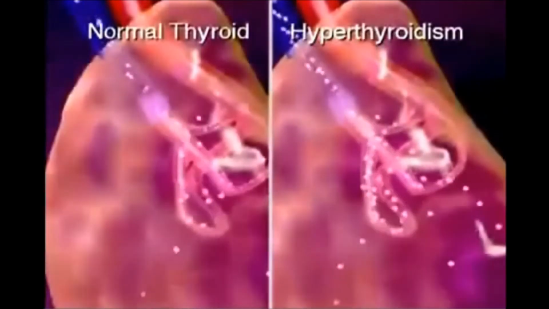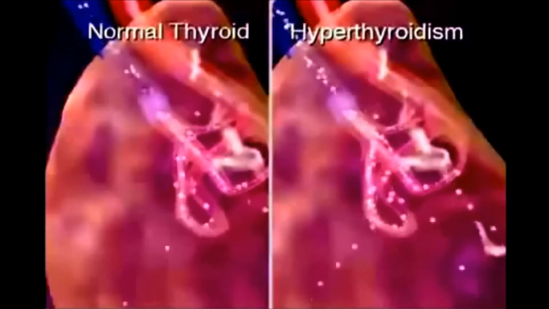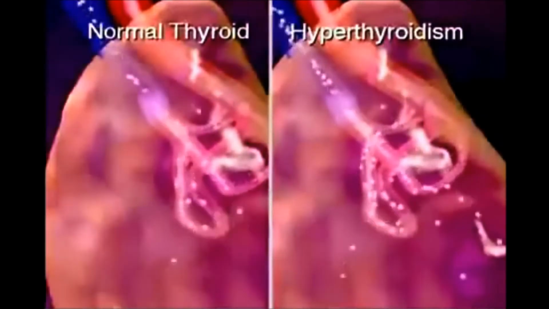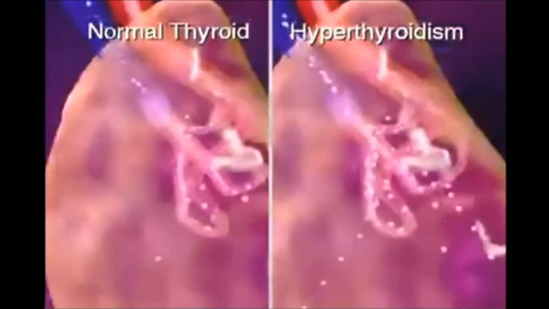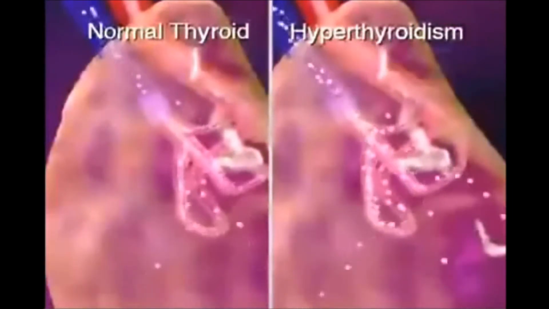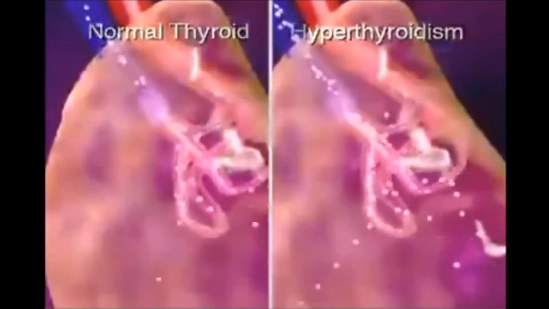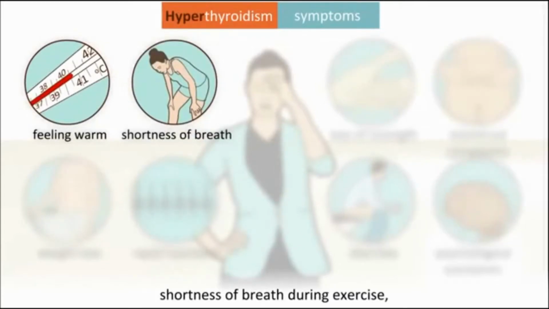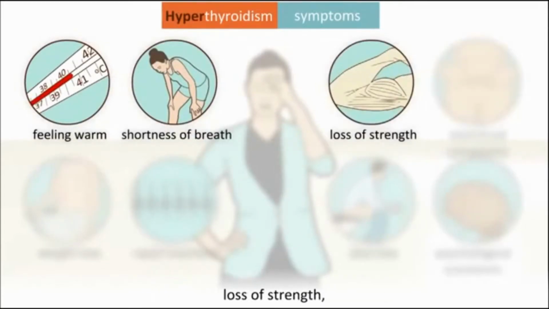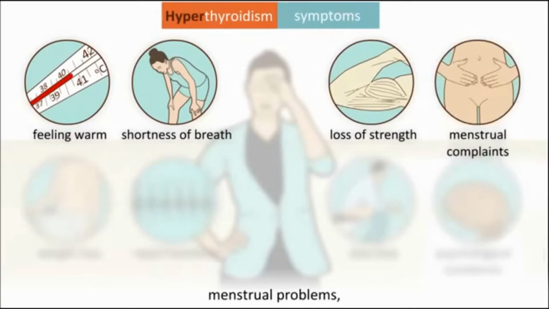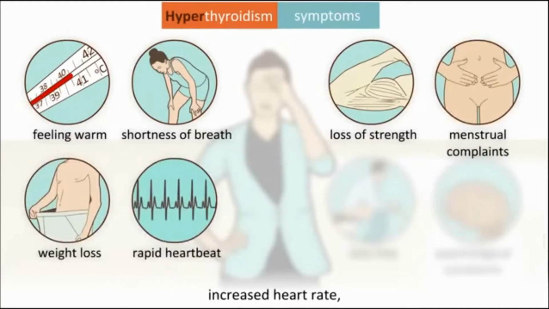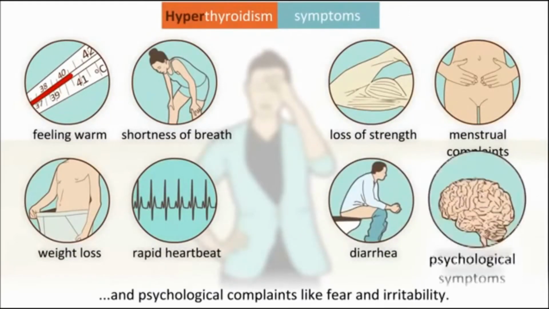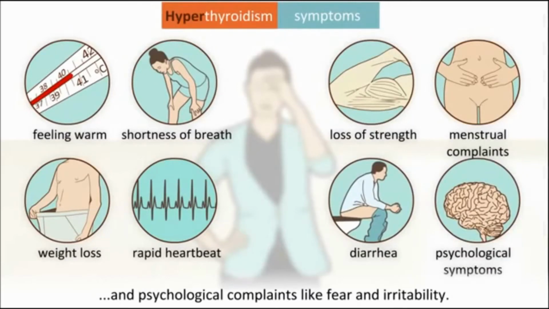Hyperthyroidism, overactive thyroid, is a condition in which your thyroid gland produces too much of the hormone thyroxine. Hyperthyroidism can accelerate your body's metabolism significantly. Symptoms of hyperthyroidism: feeling warm, shortness of breath, loss of strength, menstrual complaints, weight loss, rapid heartbeat, diarrhea, psychological symptoms like fear and irritability. These symptoms usually don't all occur at the same time.